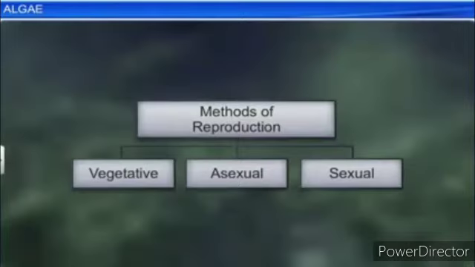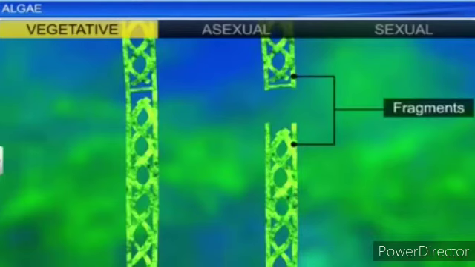The algae reproduce by vegetative, asexual and sexual methods. Vegetative reproduction is by fragmentation. Each fragment develops into a thallus. The entire body is divided into different fragments and each fragment forms a thallus. Thallus means the plant body is not differentiated into root, stem and leaves.